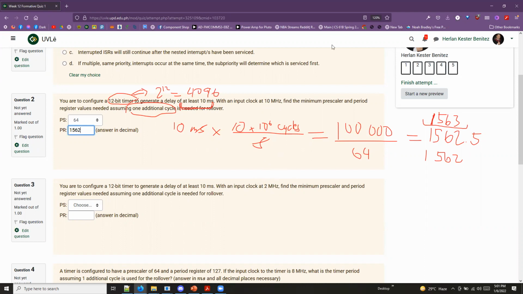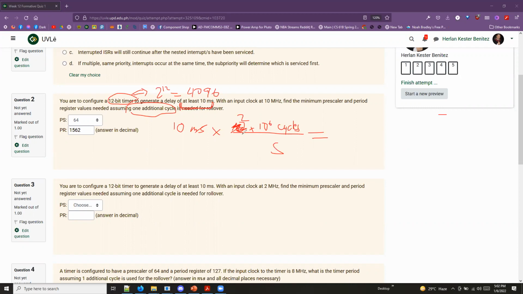So, and similar question down here below, but instead of a 10 megahertz clock, we have a 2 megahertz clock. So we can modify our equation. So palitan natin 8 dito. Release natin ito. So instead of multiplying it by 10 million cycles, we multiply it by 2 million cycles.